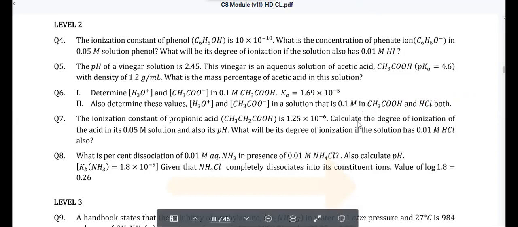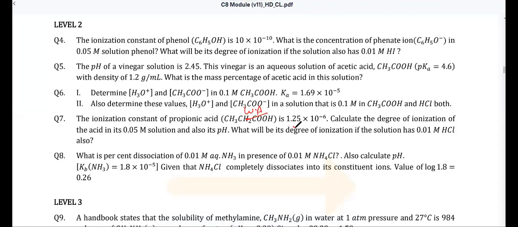Okay. Now seventh one, let's see question number 7. The ionization constant of propanoic acid. Again, this is a weak acid. K is given. Calculate the degree of ionization of the acid in 0.05 mole solution. Also its pH. Again, alpha you are asked to find.